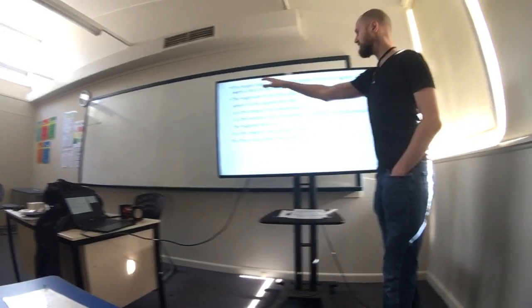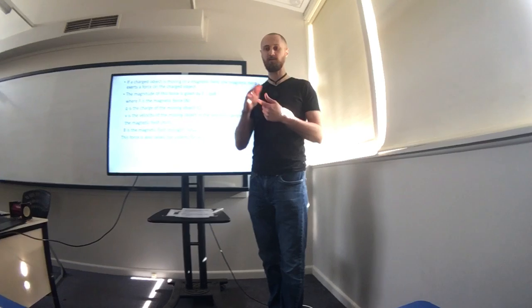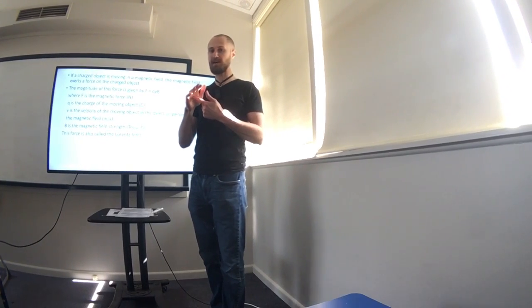Now, if a charged object is moving in a magnetic field, the magnetic field exerts a force on the charged object. For something to have a force on it due to a magnetic field, the object needs to have a charge, and it needs to be moving within the magnetic field. Those two requirements, otherwise there's no magnetic force.